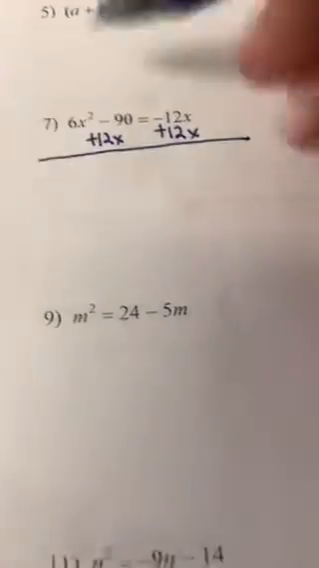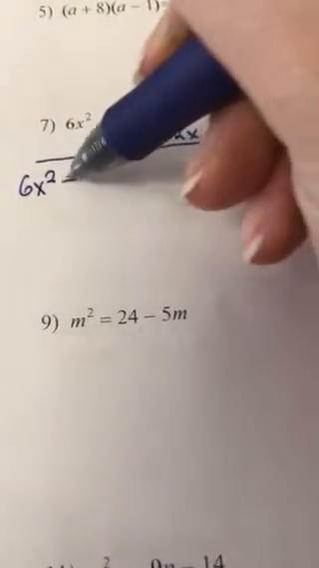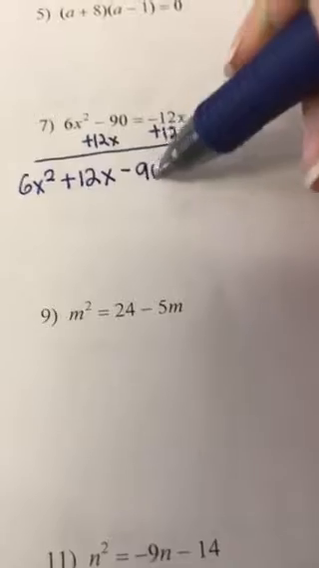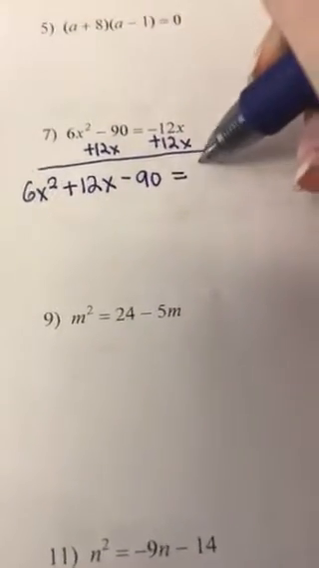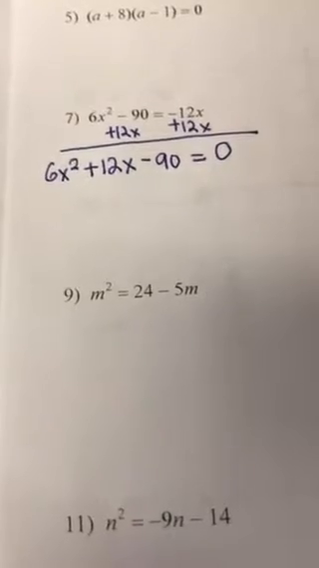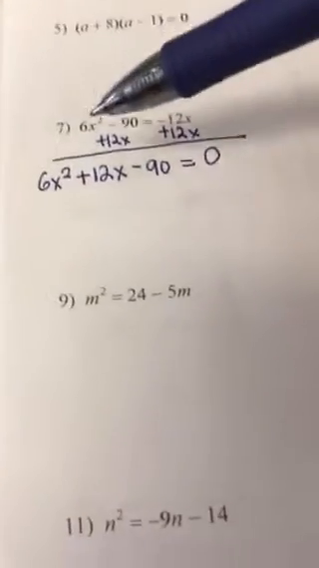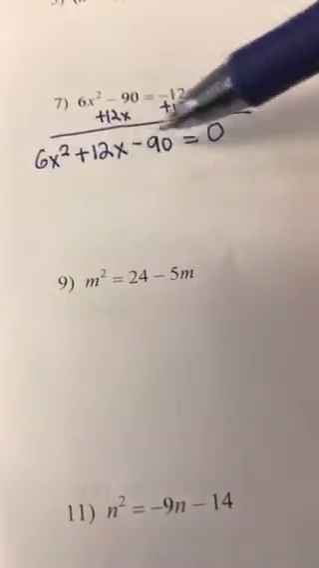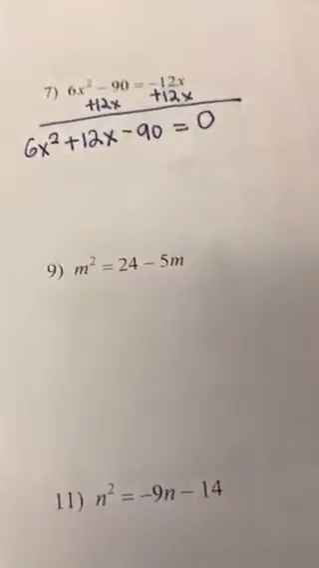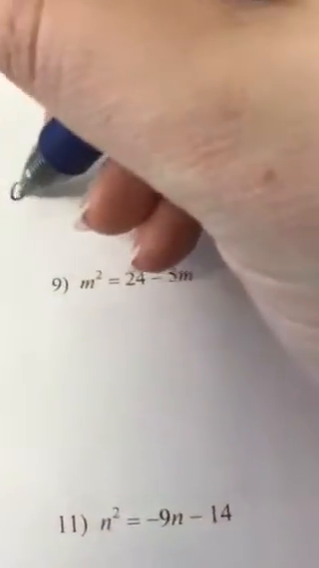This equation becomes then 6x squared. I will go with the x term in the middle and then minus 90 as the constant equal to 0. Now, in order for me to factor it out and put it in this possible form, to make my life a little easier, I'm going to factor out the greatest common factor. So the biggest number that divides 6, 12, and negative 90 evenly. In this case, it is 6.